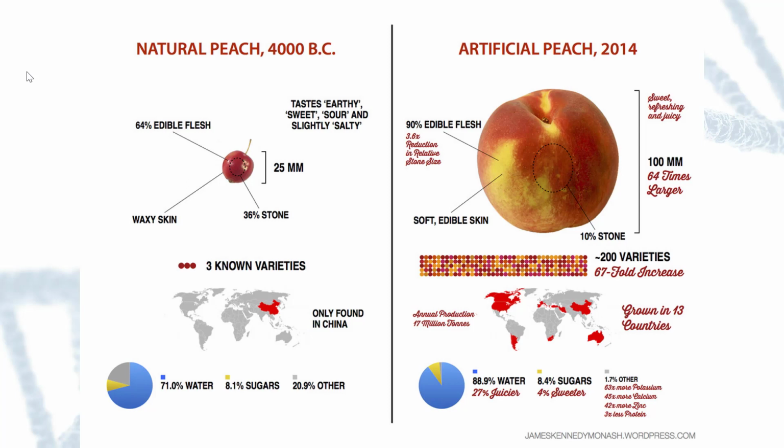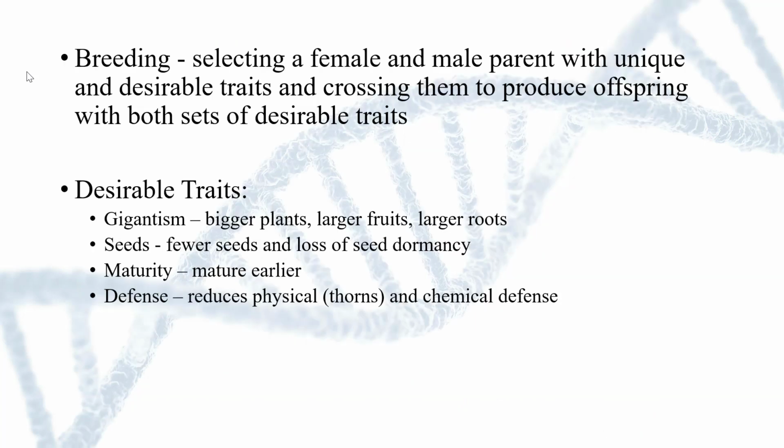Ancient peaches, there were about 3 known varieties. They were only found in China, and now we have over 200 varieties, and they're found in various locations throughout the world. So huge differences between the ancient wild peach and the modern peach that we grow, right? And this is true for a whole host of crop species. And again, much of this throughout history has been done through breeding. And I'll talk about it real quickly here, but we'll get more into it in the next lecture.